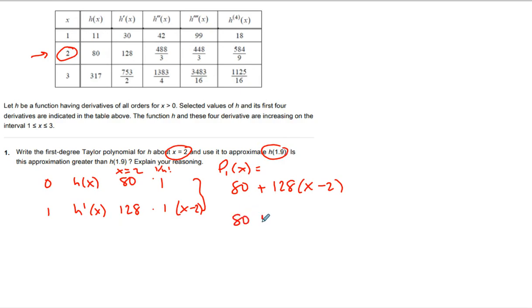So that's going to be 80 plus 128 times (1.9 minus 2). Now you could use a calculator here, but 1.9 minus 2 is negative 0.1. That's 1/10 of this value, so we get 80 minus 12.8, and that's going to be 67.2.